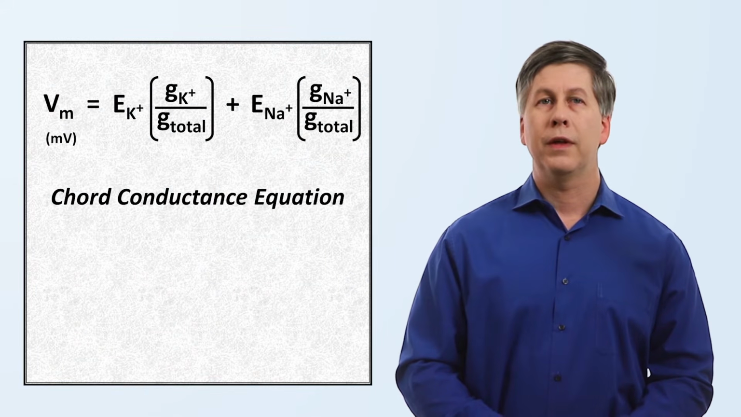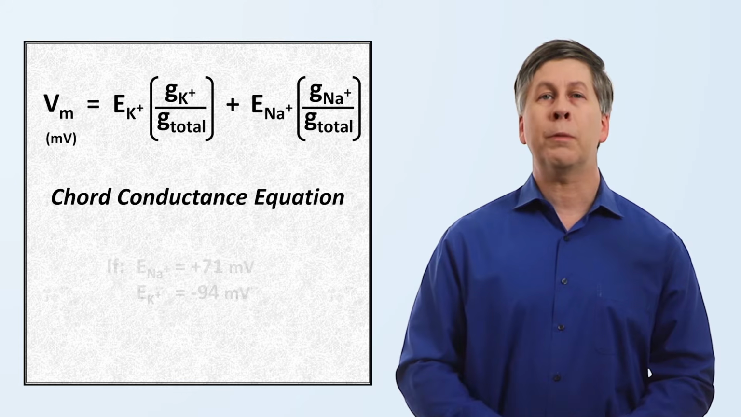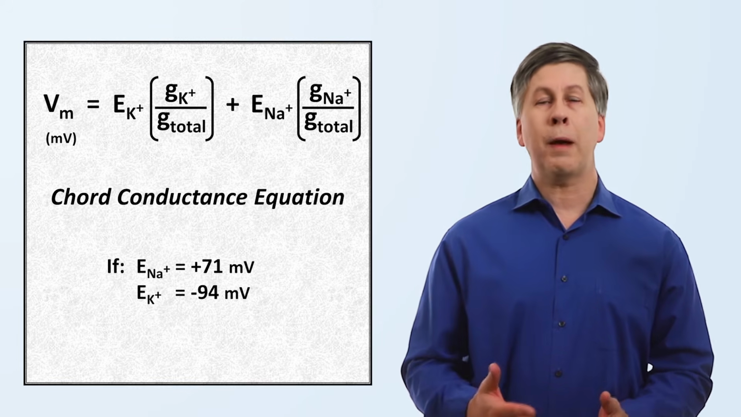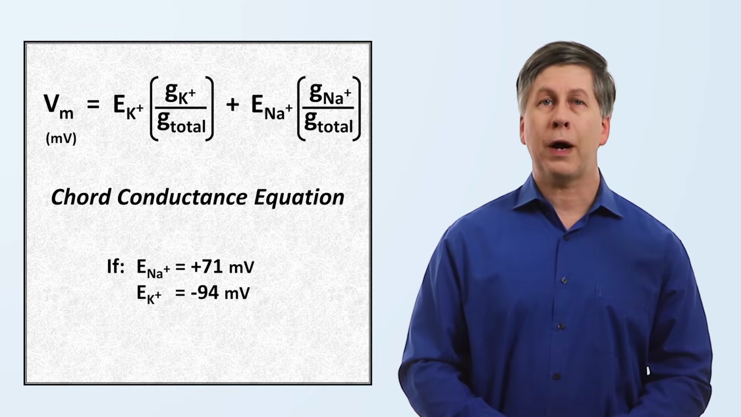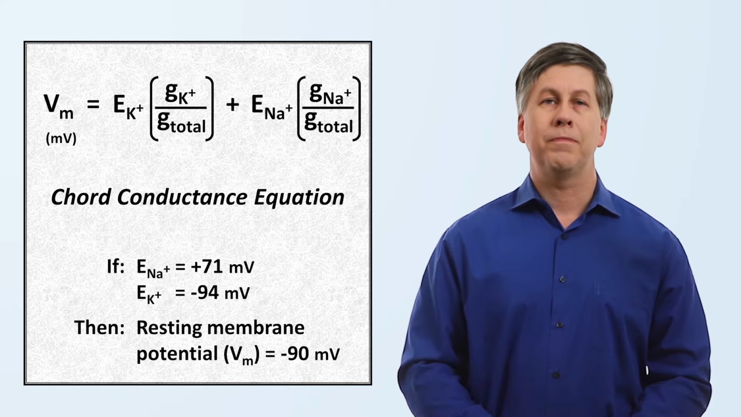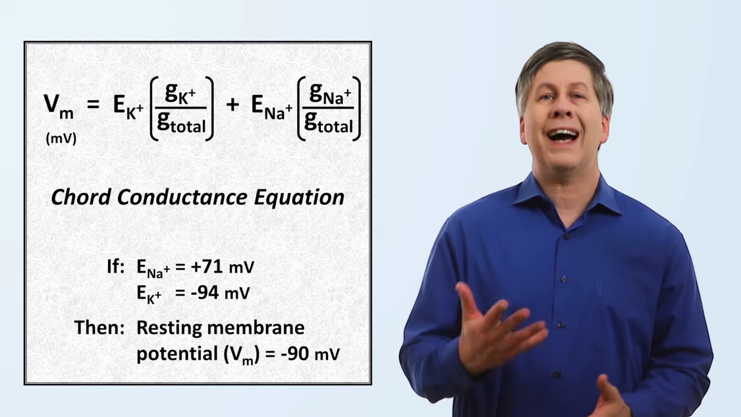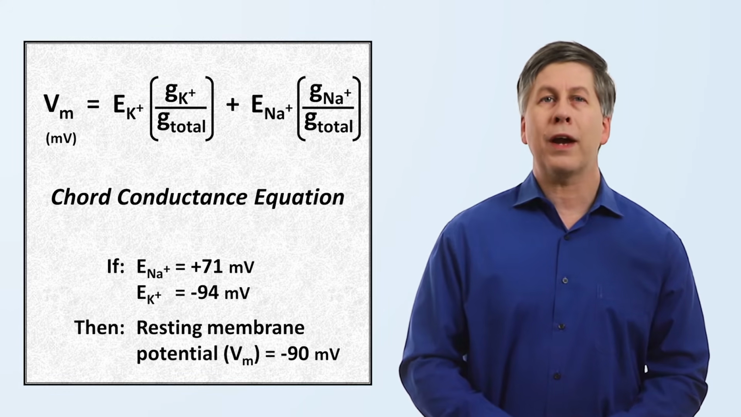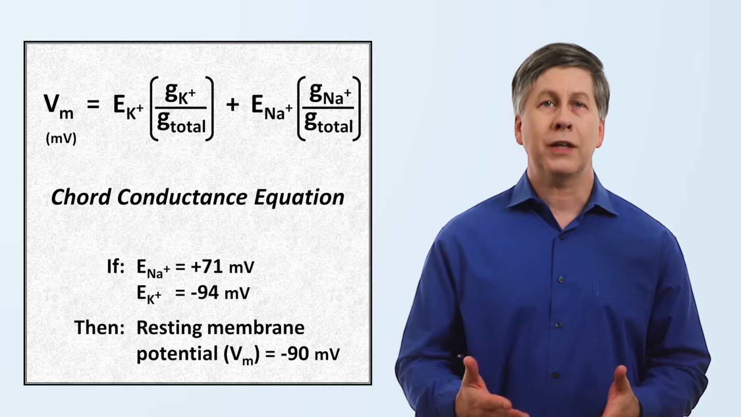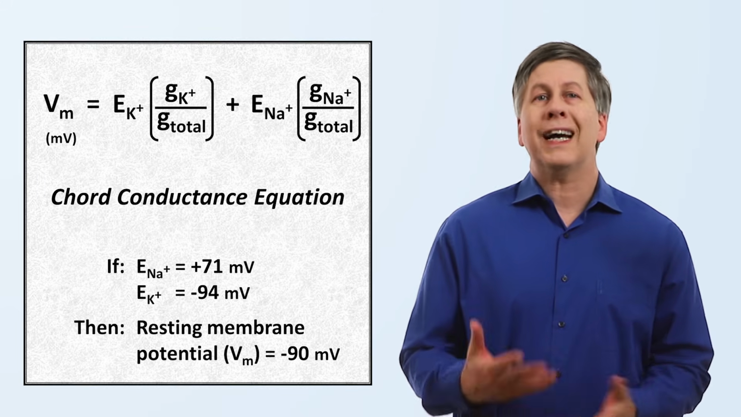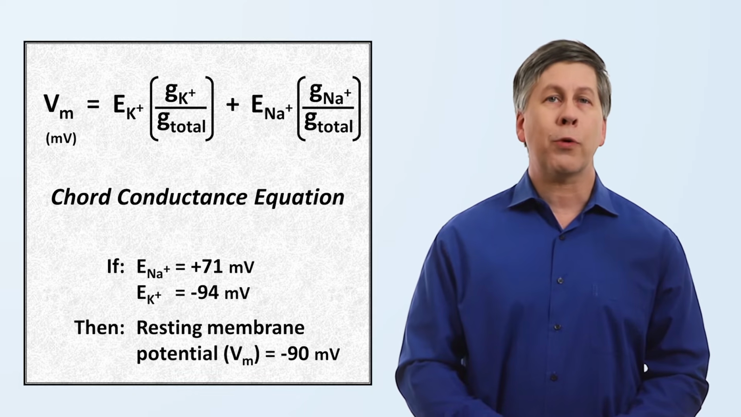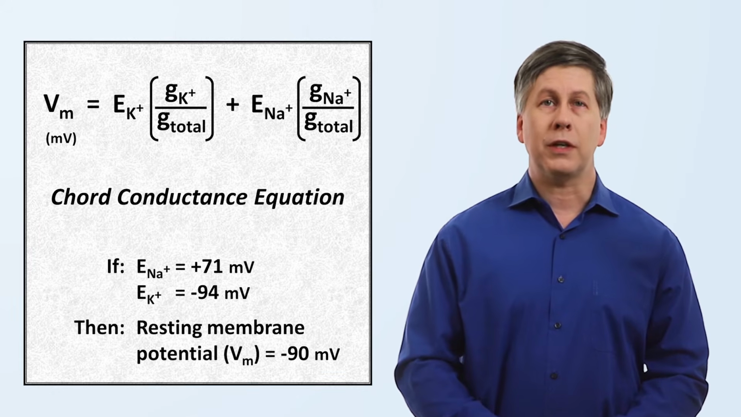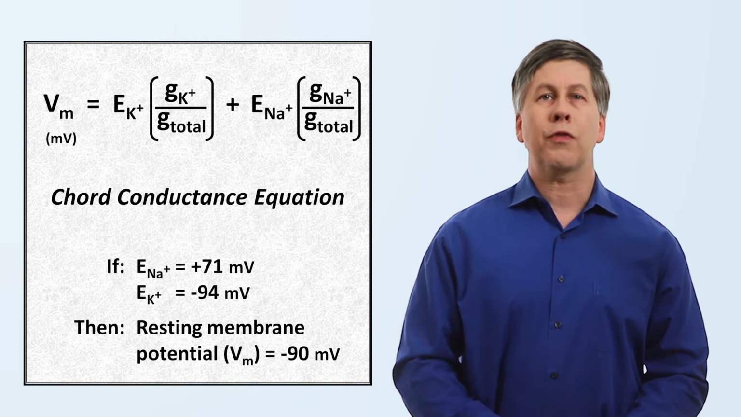Mathematically, this can be calculated using something called the chord conductance equation. If we plug in our previously calculated equilibrium potentials and empiric measurements of membrane conductance, we find an overall resting membrane potential for a typical cardiomyocyte of negative 90 millivolts. This is nearly the same as that of the potassium equilibrium potential, because the cell membrane is far more permeable to potassium at rest than sodium. Other ions such as calcium, phosphate, and negatively charged proteins are present too. However, since the cardiomyocyte membrane at rest is largely impermeable to these, they play a negligible role in determining the resting membrane potential.